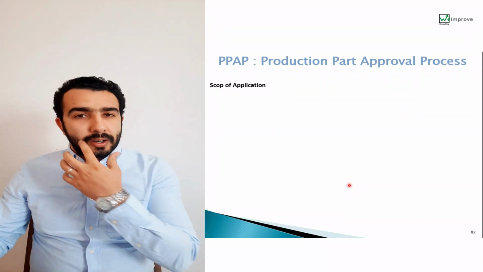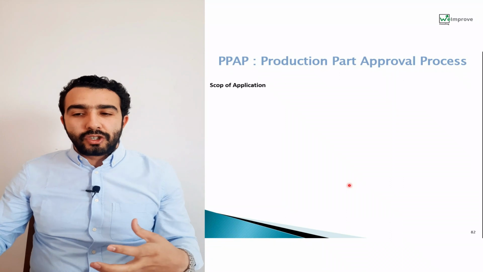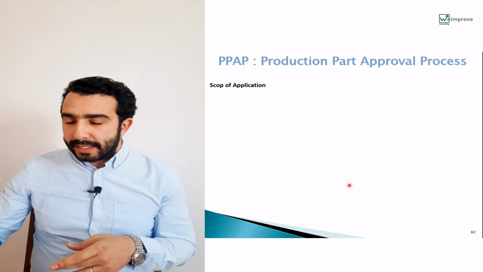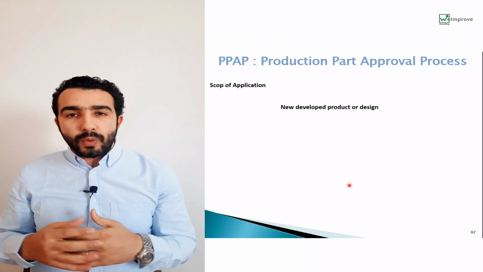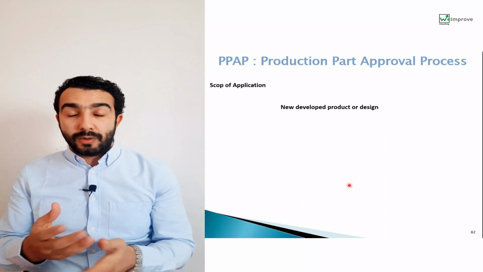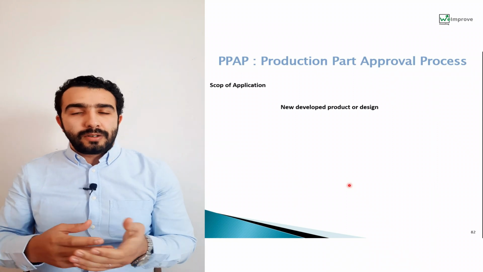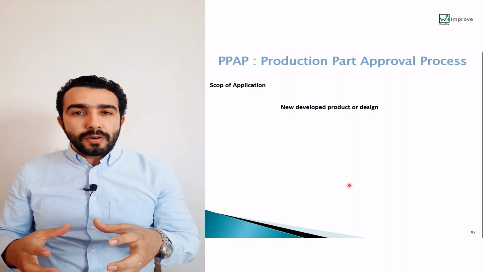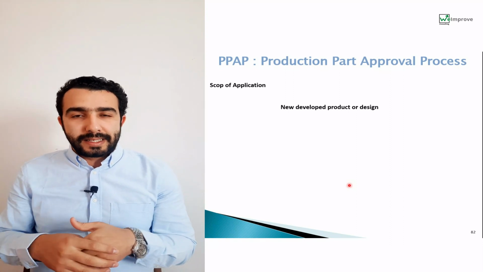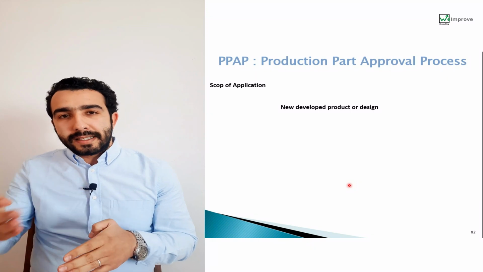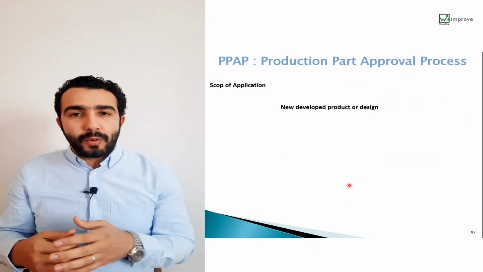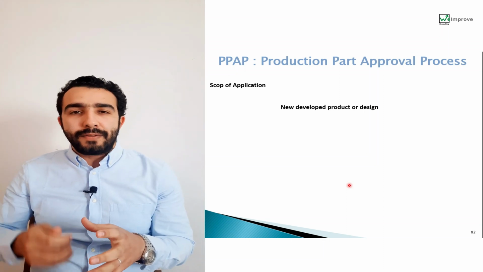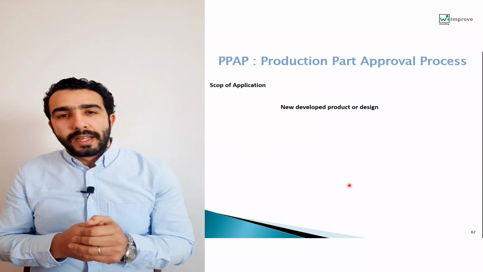Secondly, we will see the scope of application: when exactly we have to submit the PPAP to our customer. Firstly, it's once we have a newly developed product or design. As we saw in the previous video, the IPQP is made to manage the new development of a new product. And as we saw in phase 4 of the IPQP, we have to deliver the PPAP. So whenever we have a newly developed product, we have to submit the PPAP to our customer.